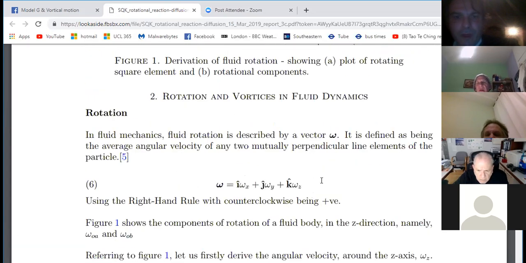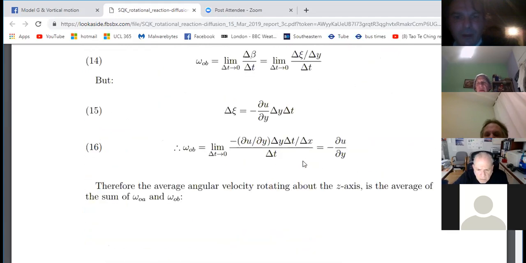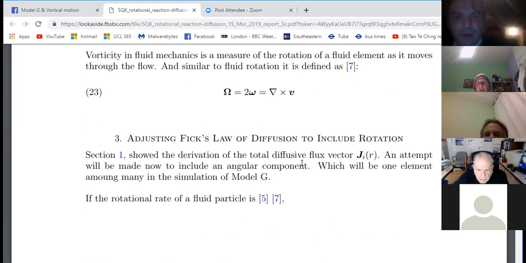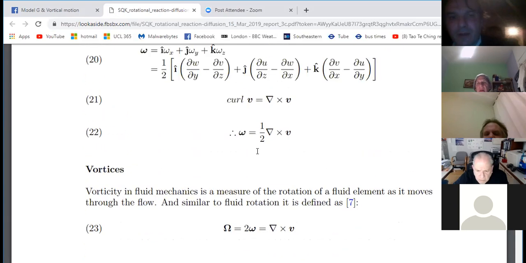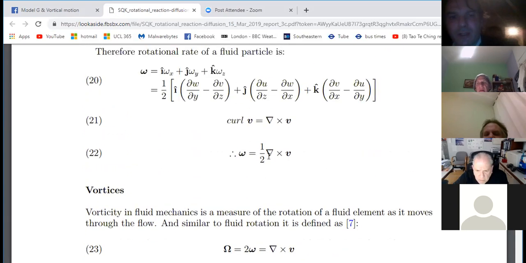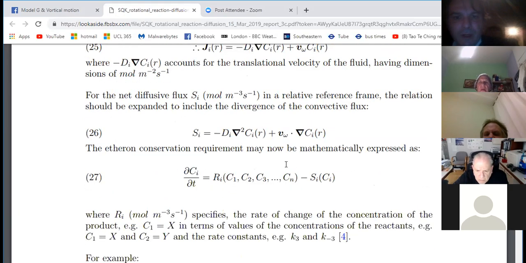So I've gone through this, rotation and vortices of fluid dynamics. So down here, now we look at vortices. Vortices are between 2 omega. I think you treat that as just omega, and then omega for rotational is that. Yeah. Okay, and then if we go down.